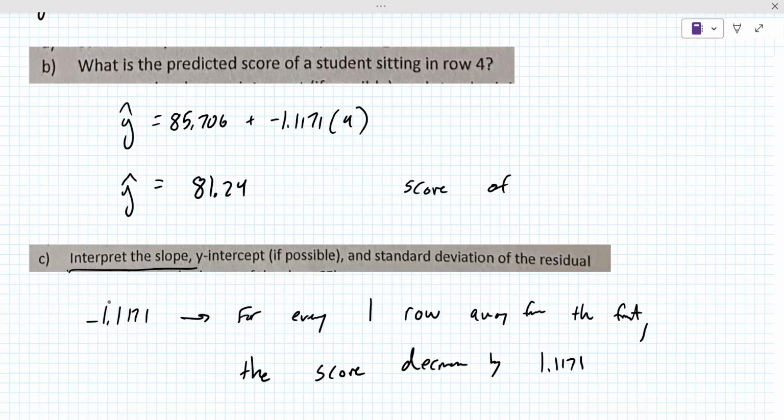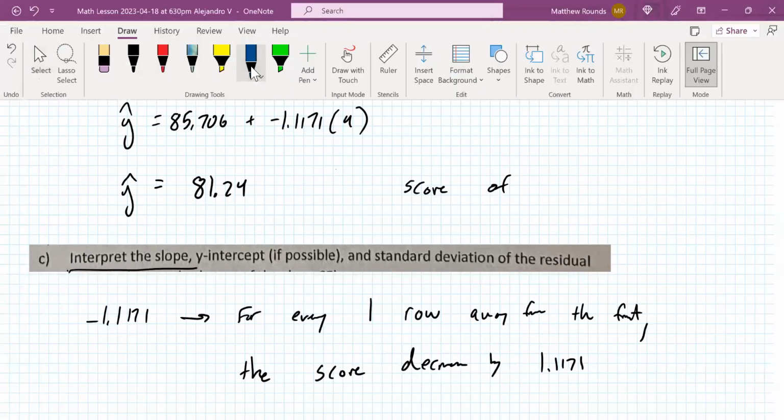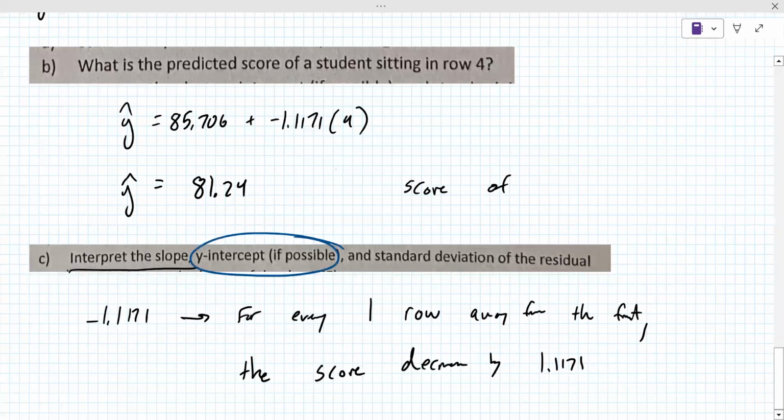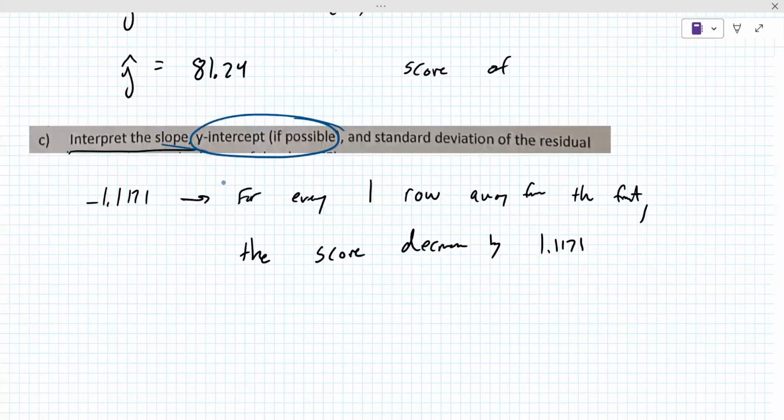Okay. Now we'll look at the y-intercept. So basically you have to decide, is row 0 meaningful?